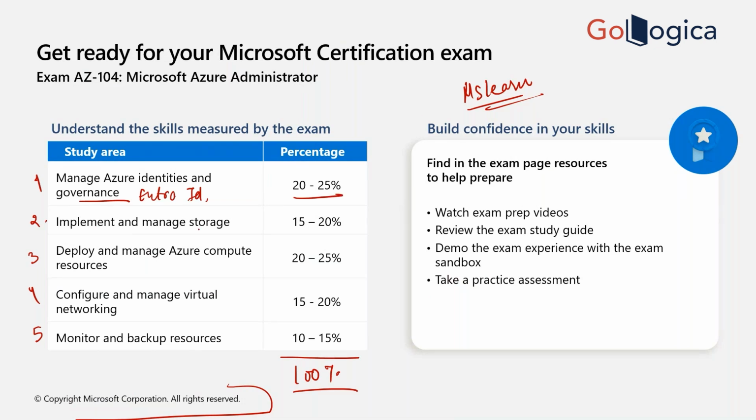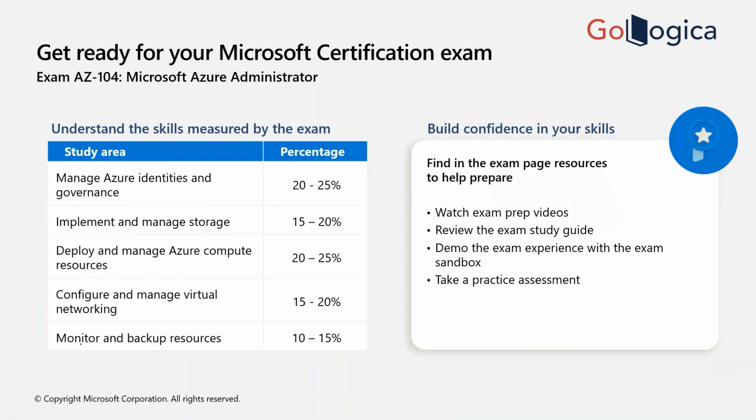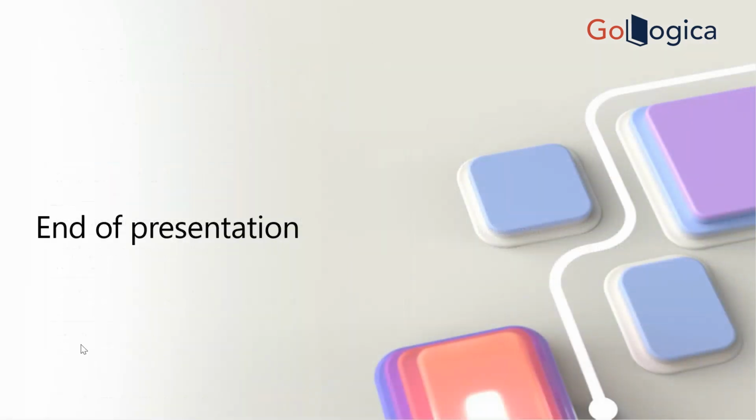Then from the second module, implementing and managing storage, like storage accounts, you can expect 15 to 20% of your questions. From the third one, deploying and managing Azure compute resources like VMs, app services, and all that, you can expect 20 to 25% of your questions. From virtual networks, again 15 to 20%. And lastly, from monitoring and backup, 10 to 15%. So that's how your exam is going to look. And with that, we are done with the introduction of the course.